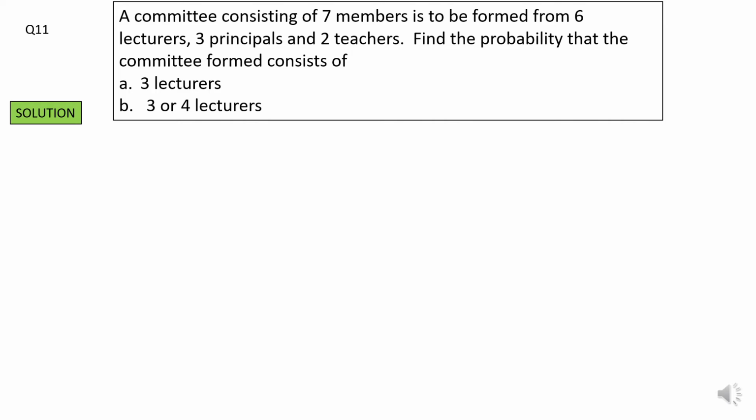Question 11. A committee consists of 7 members is to be formed from 6 lecturers, 3 principals and 2 teachers. Find the probability that the committee formed consists of 3 lecturers. Okay, let's start finding the sample space.